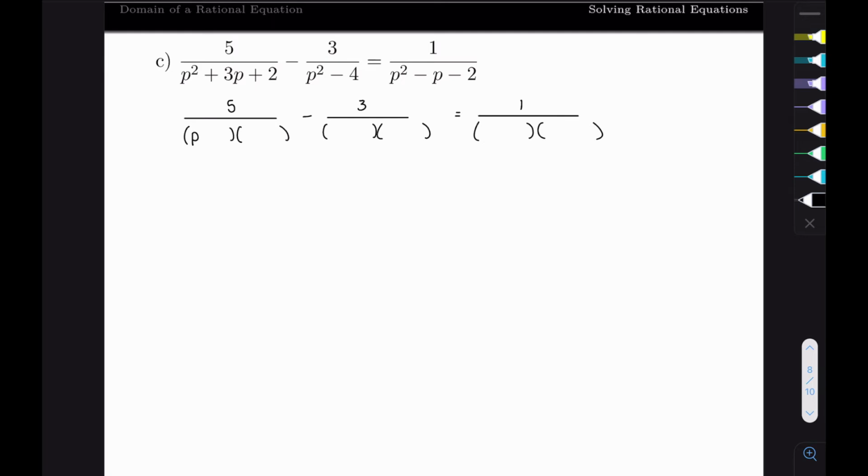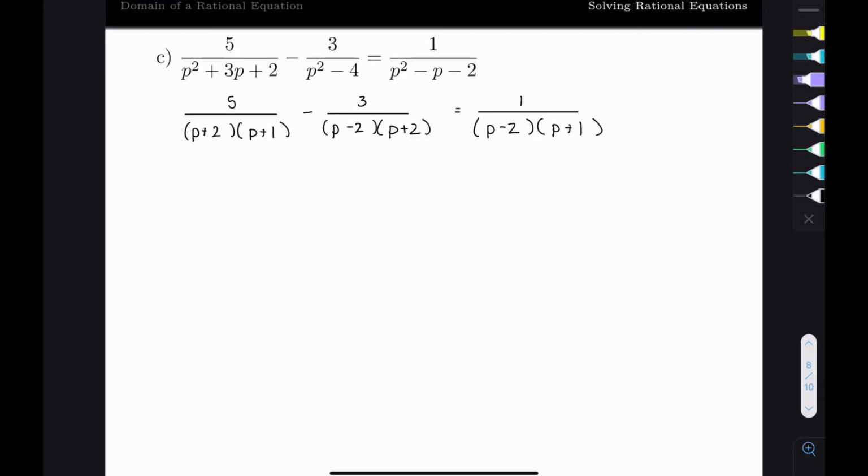This first one will factor nicely into p plus 2, p plus 1. P squared minus 4 is p minus 2, p plus 2. And then this last one is p minus 2, p plus 1. Okay. And now from here, we look at our problematic numbers. So for this first one, if I plug in -2, it'll give me 0, -1, +2, and then these factors all really repeat. So we have 3 values of p that are an issue. P cannot equal -2, -1, or +2.